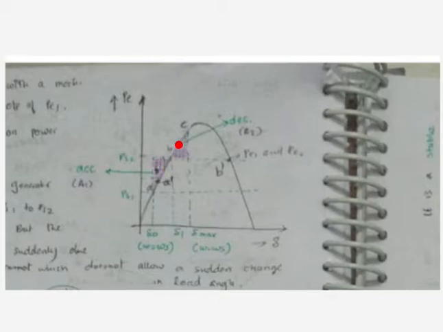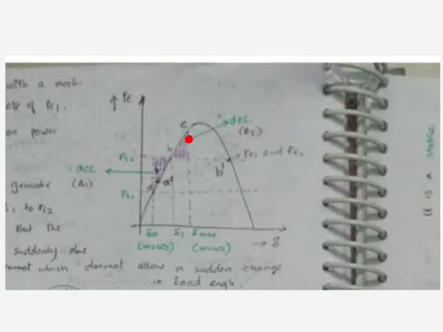Basically, if area 1 is less than area 2, what happens is that this point goes over somewhere over here. So if it goes beyond 90 degrees, it becomes unstable, right? If you remember. So the big deciding factor is delta zero and the point where the new condition exists. So here it is the new mechanical input. This could also be the point where the fault gets cleared. So this is the new steady state point, but it won't stop over here.